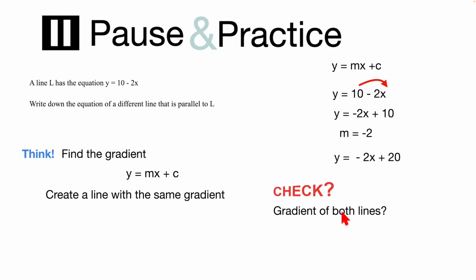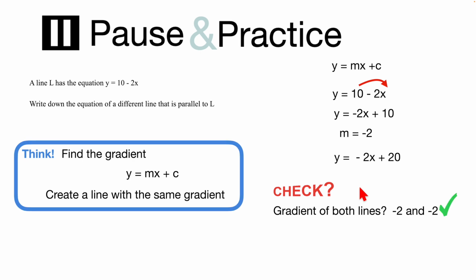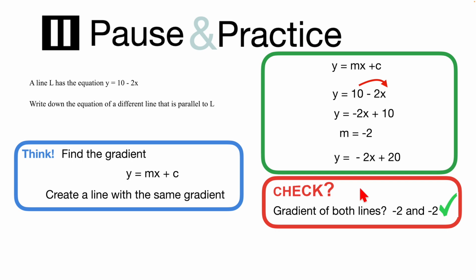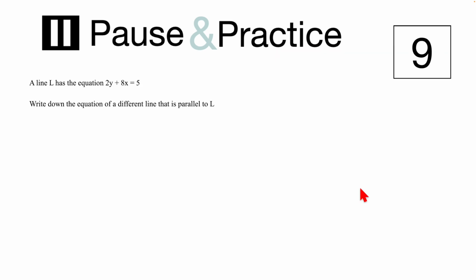And I'll check that. Gradients of both lines: -2x and -2. So the gradient's -2, not -2x. So that's right. We thought, we did, we checked. A slightly harder one though. Might get 2 marks for this. Who knows? Depending how generous the examiner's feeling.